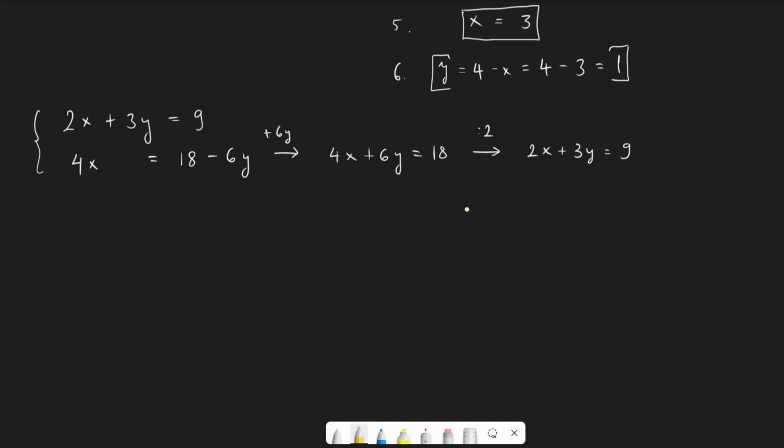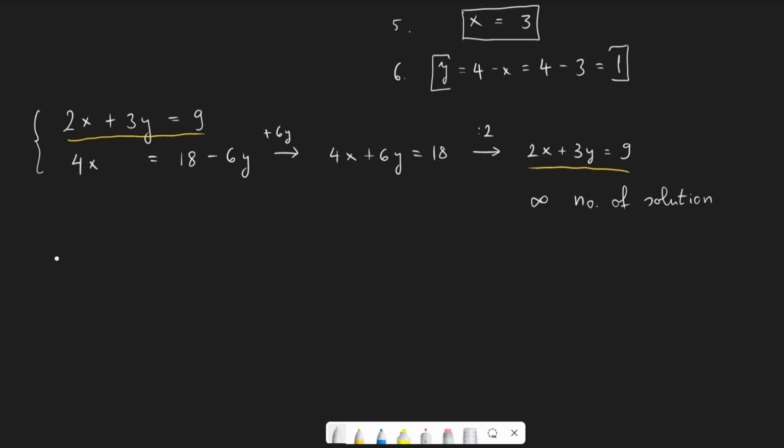And as you can see, this is exactly the same equation as the first one. And so the second equation holds no further information than the previous one. And this causes the fact that we have here an infinite number of solutions, because the number of independent equations is smaller than the number of variables we have.